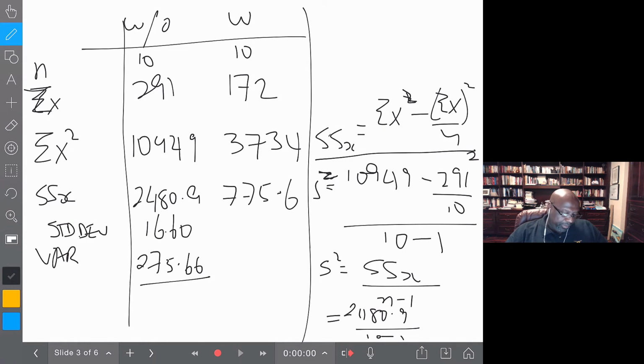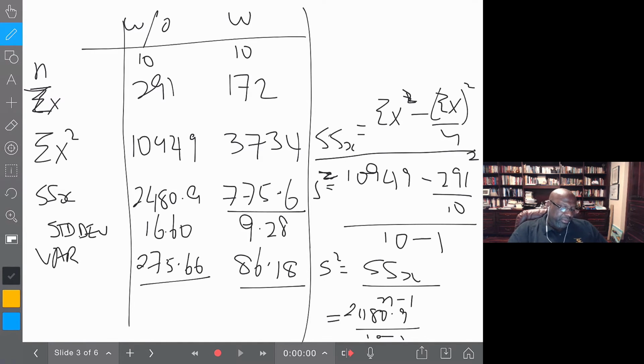To get the variance of the times with tracking systems, we do exactly the same thing. We take SSX, which is this value, divided by n minus 1, which is 9. When we divide that by 9, that gives us our variance, which is 86.18. If we take the square root of 86.18, we get the standard deviation, which is 9.28.